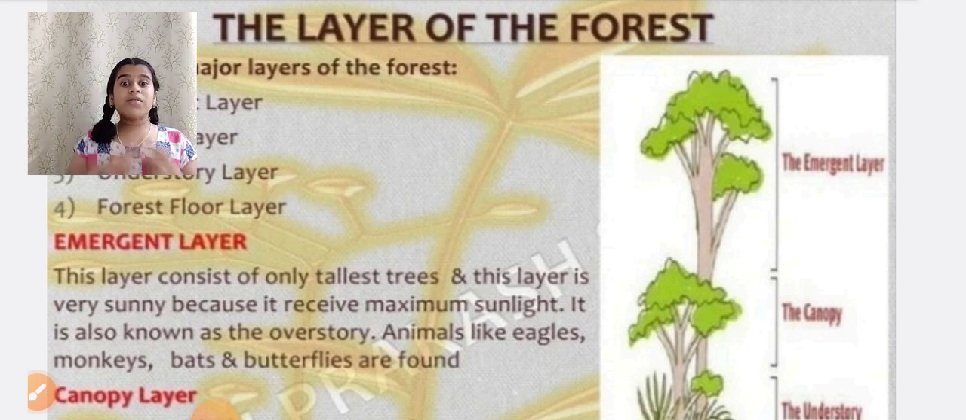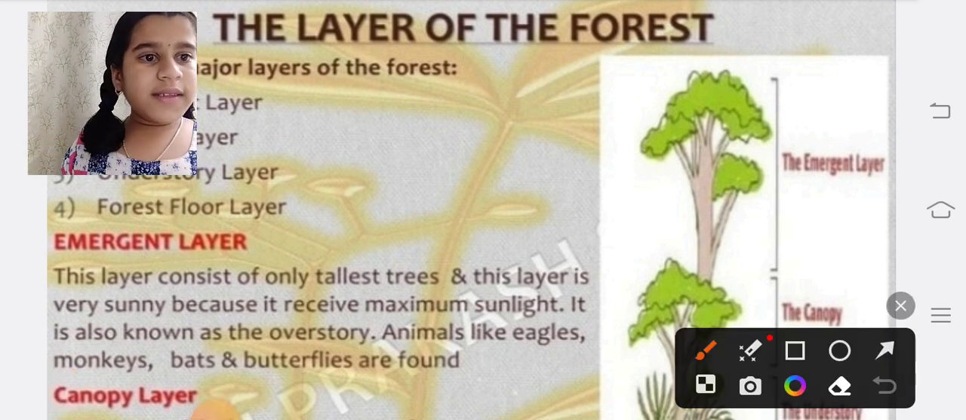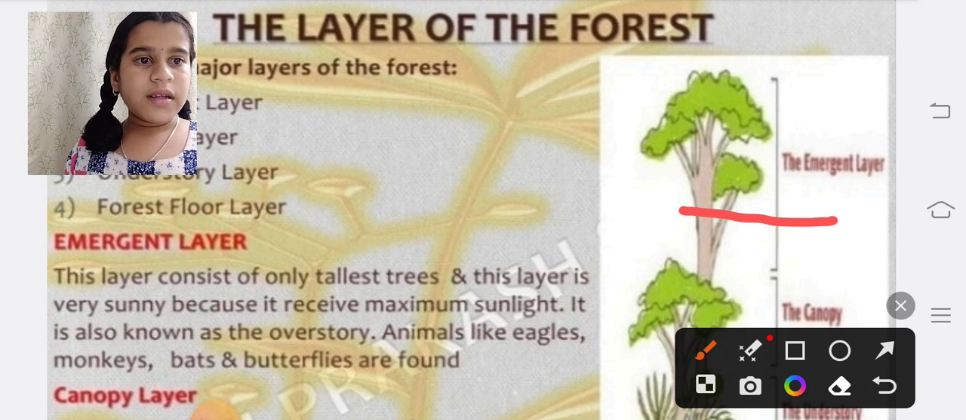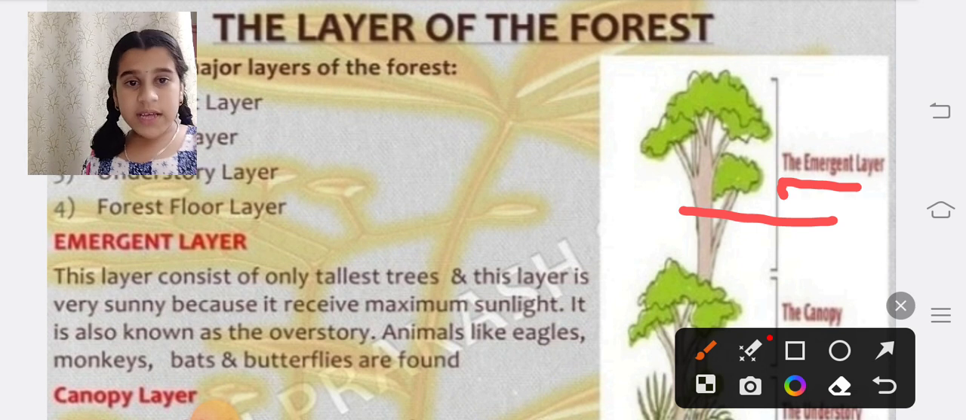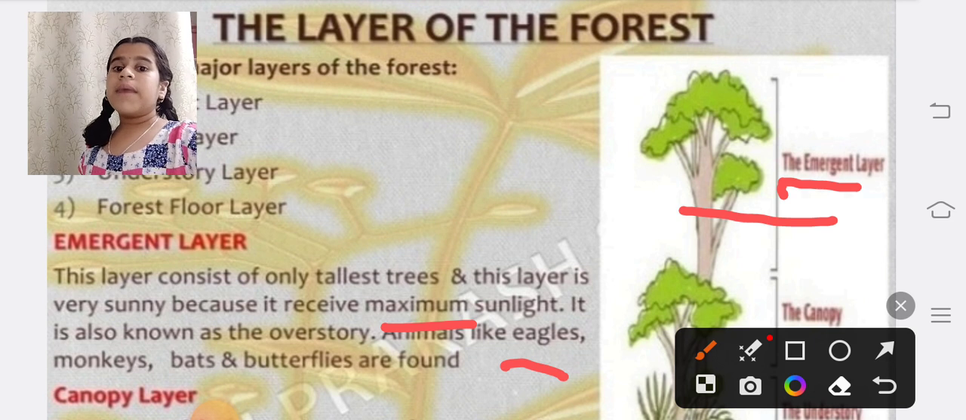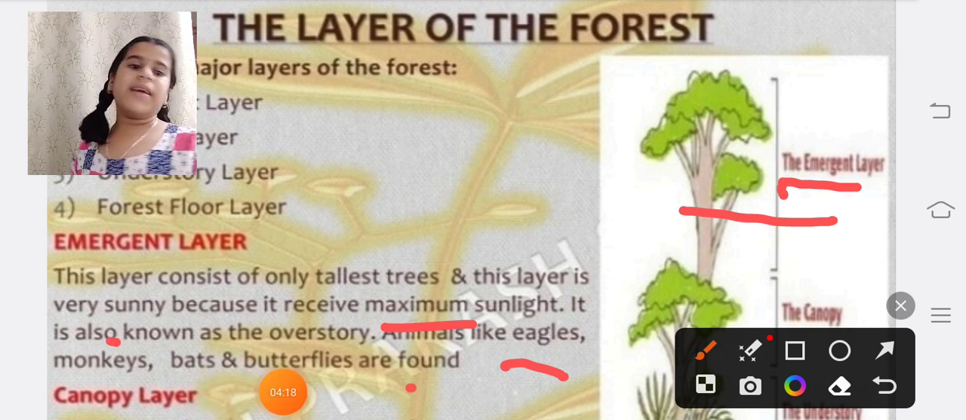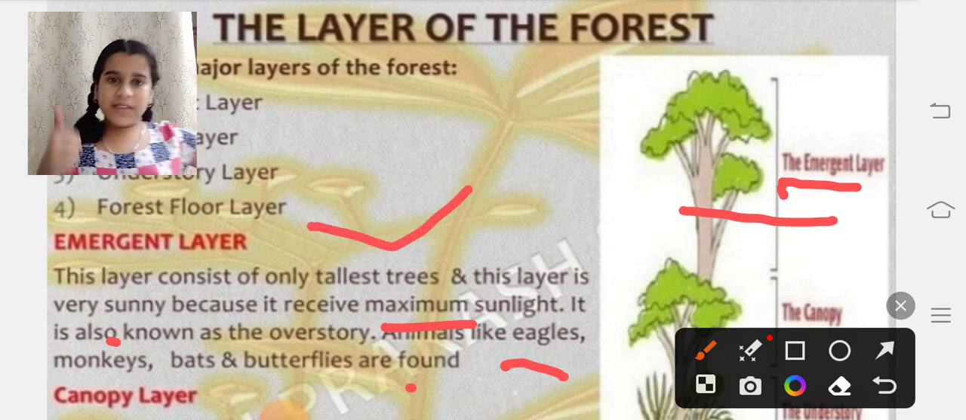But now we'll get to the second layer. There most animals like that place and never go to the lower areas. What is that layer? It's called the canopy layer. Before that, look over here. This is the emergent layer. It is the tallest layer and it receives maximum sunlight, and animals like eagles, monkeys, bats and butterflies are found here. We have understood this layer, right? Then shall we go to the next layer?